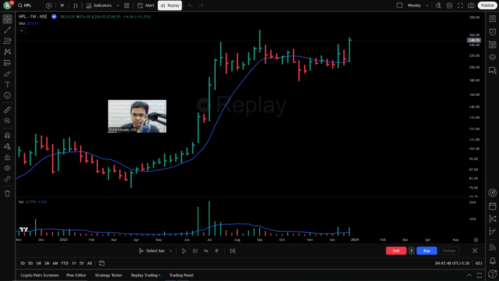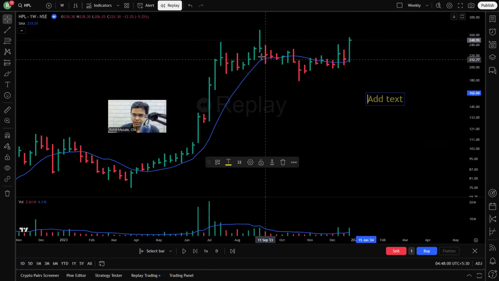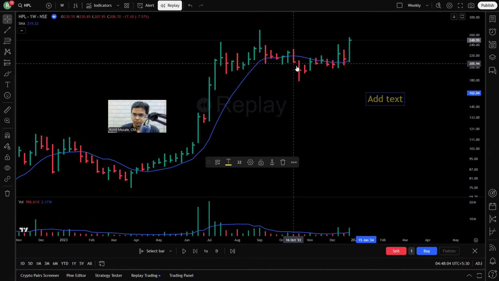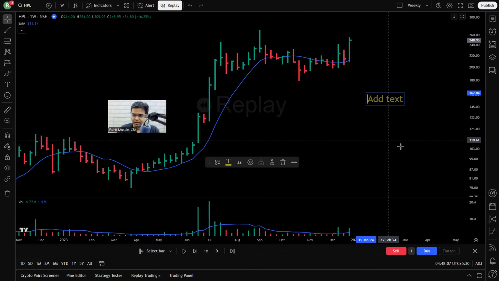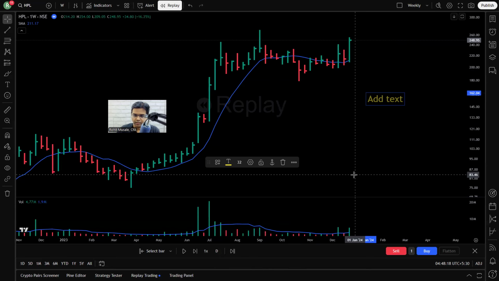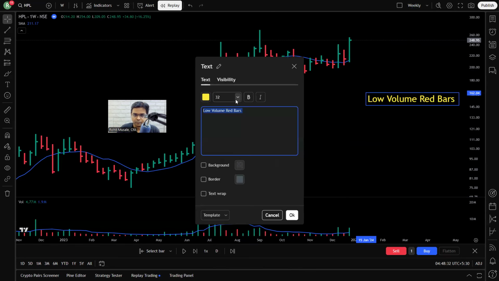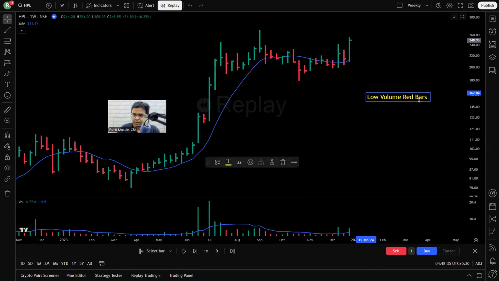Okay. So let us start counting the points that are in our favor in this particular base. So let me write here what are the points in our favor. Number one, have a look at the red bars: 1, 2, 3, 4, 5, 6, 7, 8, 9, 10. Out of 10 red bars, how many are low volume? Almost all red bars are coming on low volume. Look here. Okay. So that is a point which is in our favor. So I will write here low volume red bars. Let me reduce the font of this. I'll make it 22. Okay. So low volume red bars, all of them.